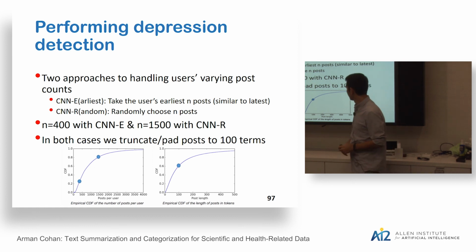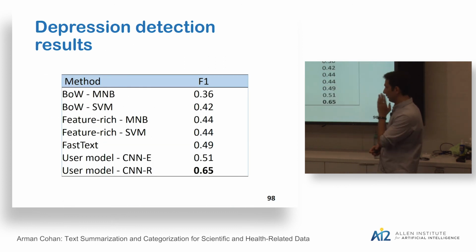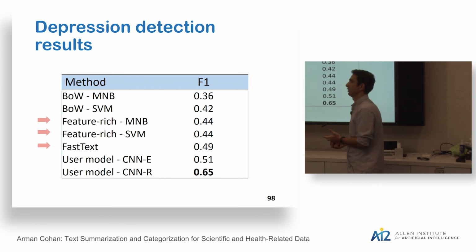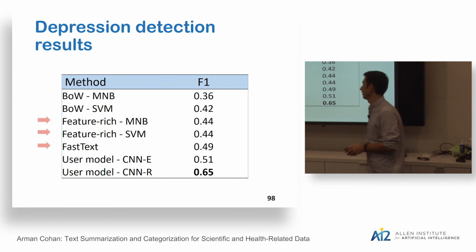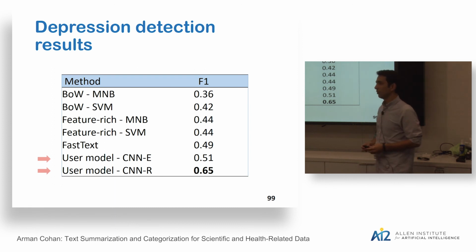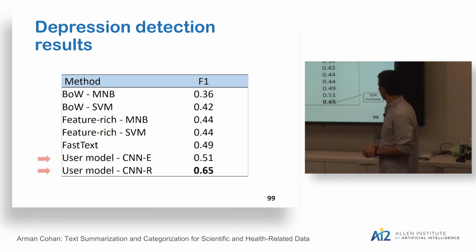You can see that about 60% of the users have 100 posts or fewer, and about 80% of the users have 1,500 posts or fewer. These are the results we compared with a standard baseline in text classification as well as a feature-rich baseline. Feature-rich considers all sorts of features on this task, like psycholinguistic lexicons, emotion lexicons, and so on. We also compare with fastText, which is another baseline for text classification. And you can see that our CNN model performs better than all other methods. Even CNN-E is working a bit better than fastText.